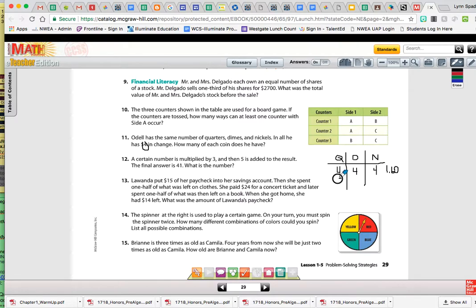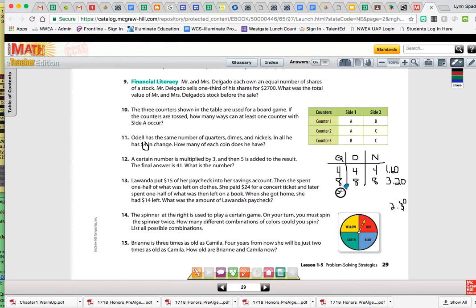So let's bump that up to 8 quarters, 8 dimes, and 8 nickels. 8 quarters is, of course, $2. I'm going to record that down here. And 8 dimes is 80 cents, so $2.80. And then 8 nickels is another 40 cents, so that would be a total of $3. We're really close to that amount of $4.